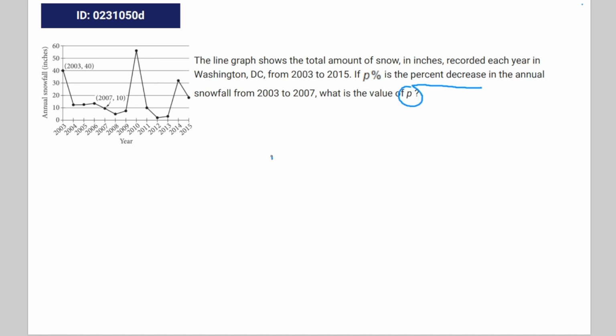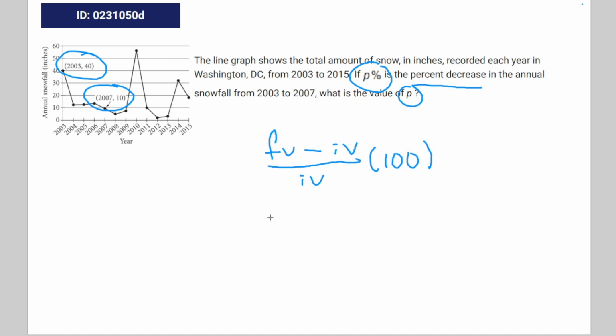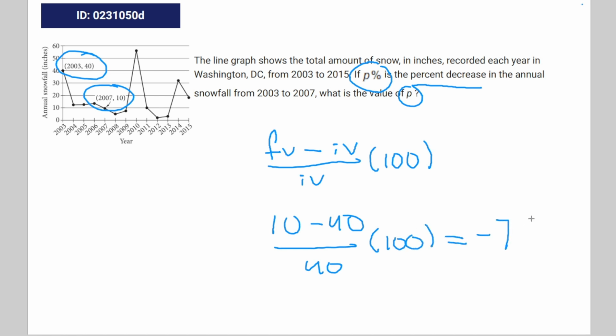So you're still going to use the percent change formula, FV minus IV over IV times 100, because they're asking for a percentage. So yeah, times 100. That's going to be 10 for the final value, then 40 for the initial. It's going to be 10 minus 40 over 40 times 100, which is equal to negative 75.